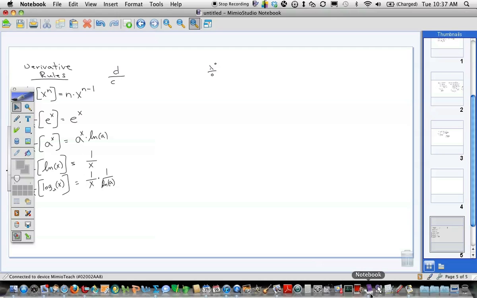Let's do sine. And I think we talked about this the other day too. I think I showed you a picture of this in one of the classes I did, I know. Anybody remember the derivative of sine x? Cosine of x. All right?